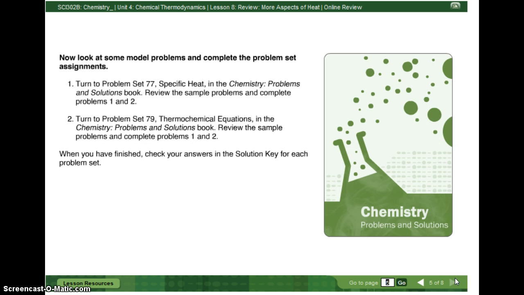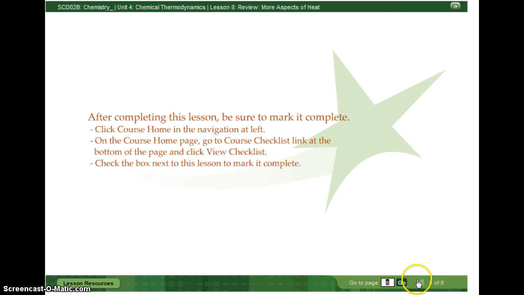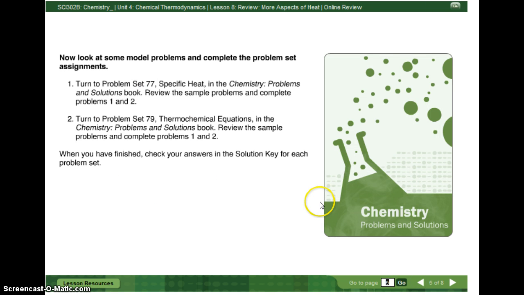All right, and then we're going to go to our problems and solutions book, and we're going to do numbers 1 and 2 for 77 and 79. And then there is the quiz to take after this. There are some other websites if you want to check them out. They're on slide 7. You are more than welcome to. And let's go ahead and check out these problems.